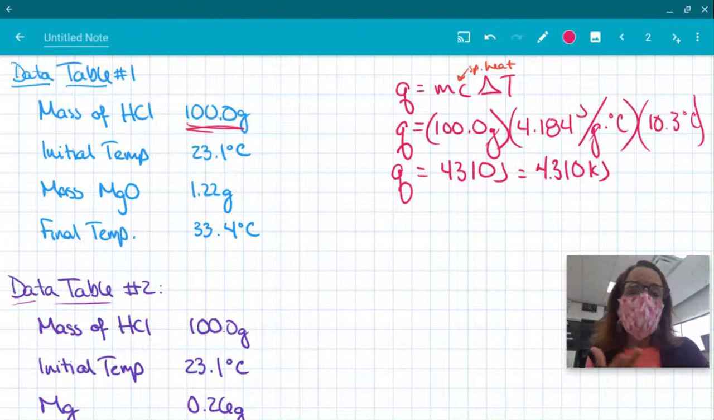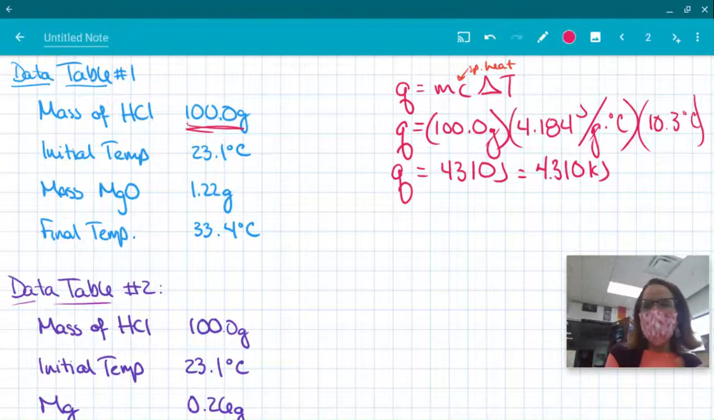That's how much heat was received into the calorimeter. We say that that's super similar to the heat that was given off by the reaction itself, and that's what we're trying to calculate. So the heat that was given off by the reaction is the negative version of what we have there. We would say negative 4.310 kilojoules of heat were released by the reaction.